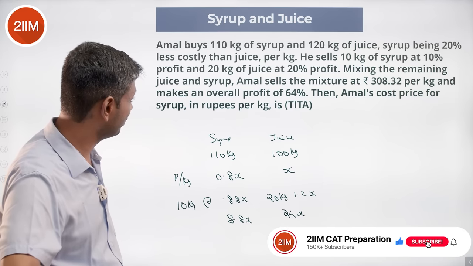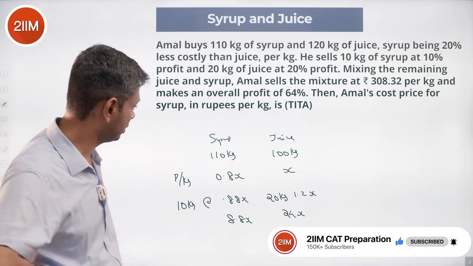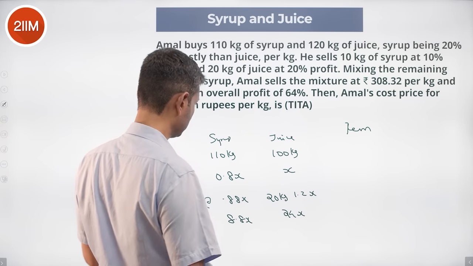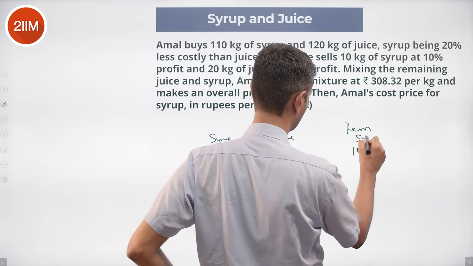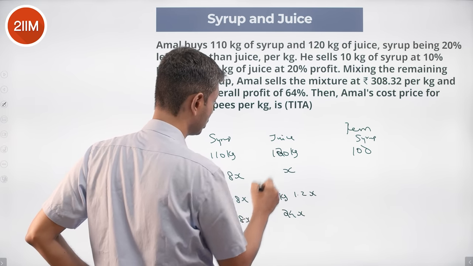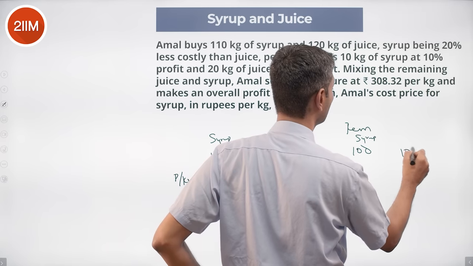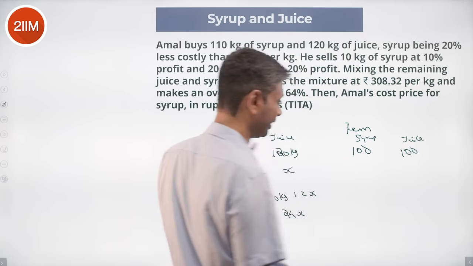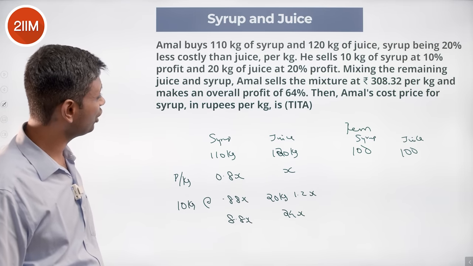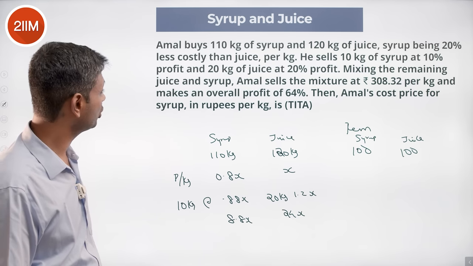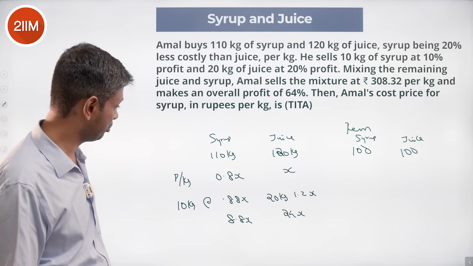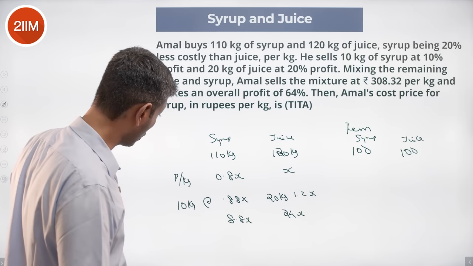Mixing the remaining juice and syrup. Remaining, that is, from 110, he has sold 10, so he has 100 kgs of this. 120 kilograms of juice he had to start with, he sells 20. 100 kilograms of juice, nice, this is a beautiful number. 100 kgs of syrup, 100 kgs of juice. He mixes the remaining and sells the mixture at 308.32 per kilogram. Makes an overall profit of 64% on the remaining. Beautiful. So what is his overall cost?